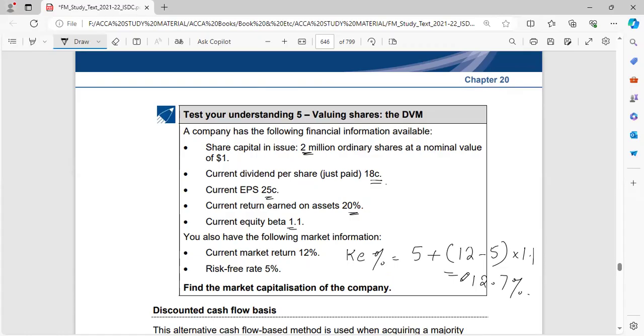Now dividend growth rate is not provided. No issue. We can calculate the growth rate. Growth rate is equal to return on assets or return on equity multiplied by retention rate. Our earnings are 25 cents. We are paying dividend of 18 cents. 0.18 divided by 0.25 into 100.